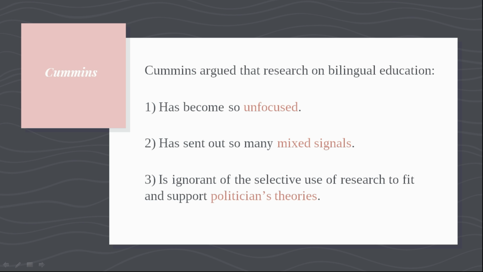Cummins argued that research on bilingual education has become so unfocused, it has sent out so many mixed signals, and is so ignorant of the selective use of research to fit and support politicians' theories.